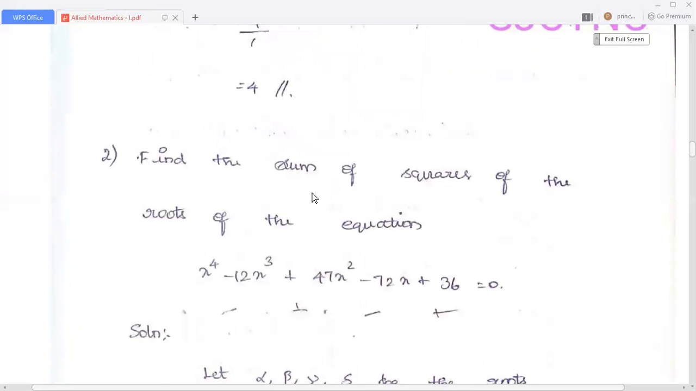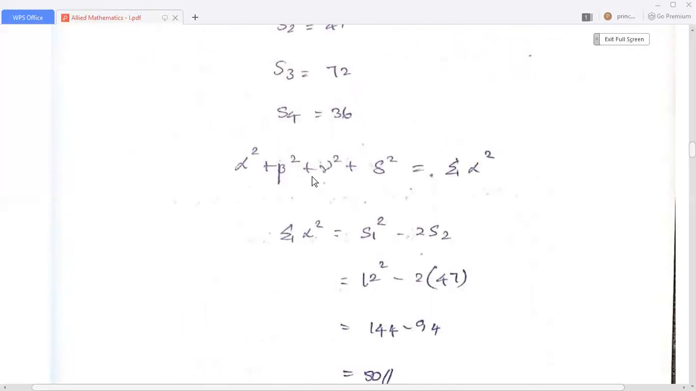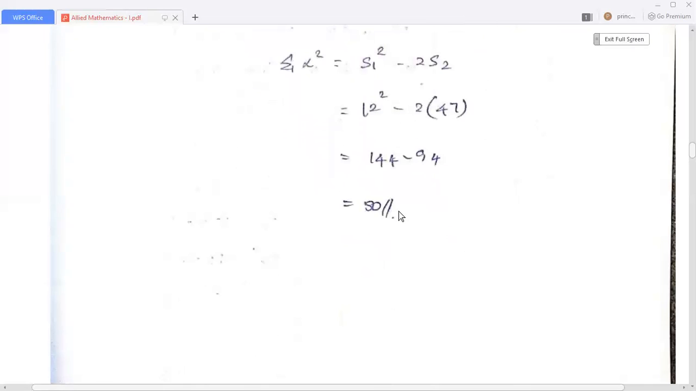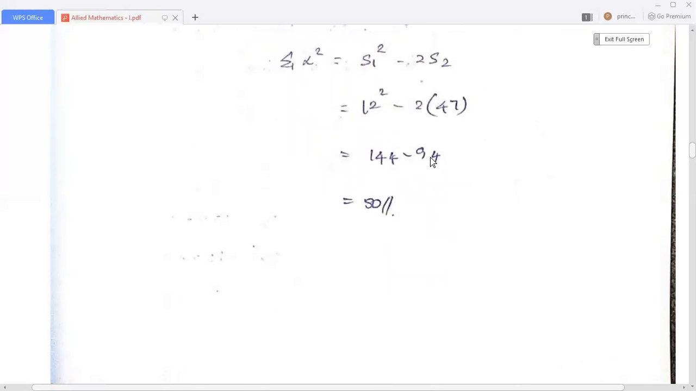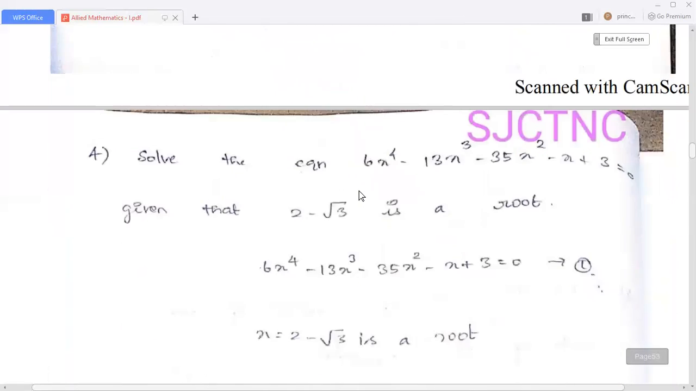the sum of squares of the roots. Alpha square plus beta square plus gamma square plus delta square is equal to sigma alpha square. We have a formula for this, that is S1 square minus 2S2. When you substitute the values, we get 144 minus 94, that is equal to 50. So this completes the problem.